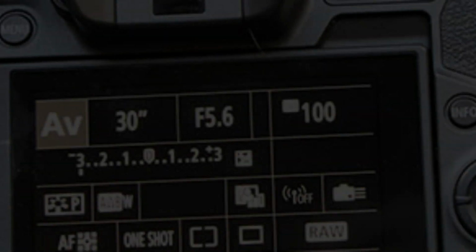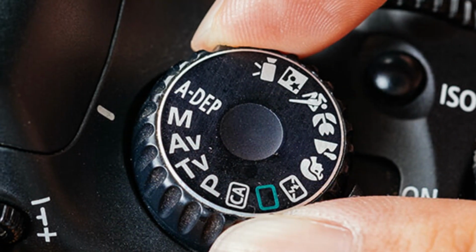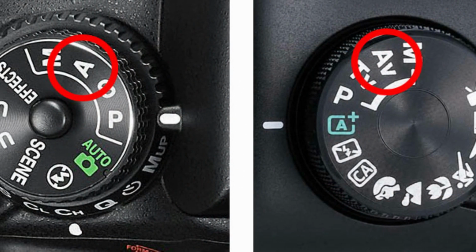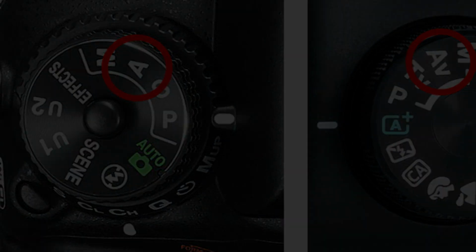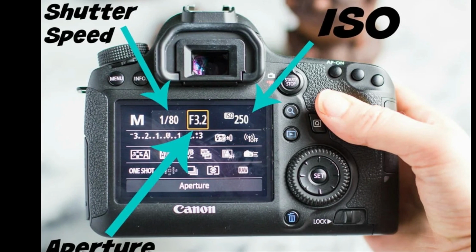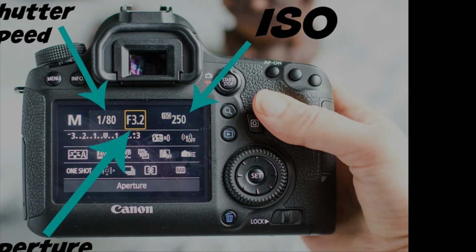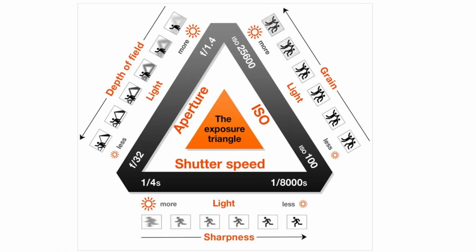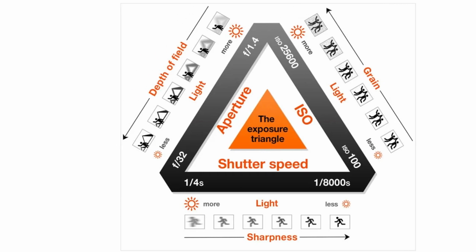Now, to adjust the aperture on your camera, you will need to switch to manual mode or aperture priority mode, which is usually indicated by an A or AV on your camera's mode dial. Then you can use the control wheel or buttons on your camera to adjust the aperture. It's also worth noting that the aperture you choose will affect your shutter speed and ISO, so it's important to balance all three settings to get the exposure just right.